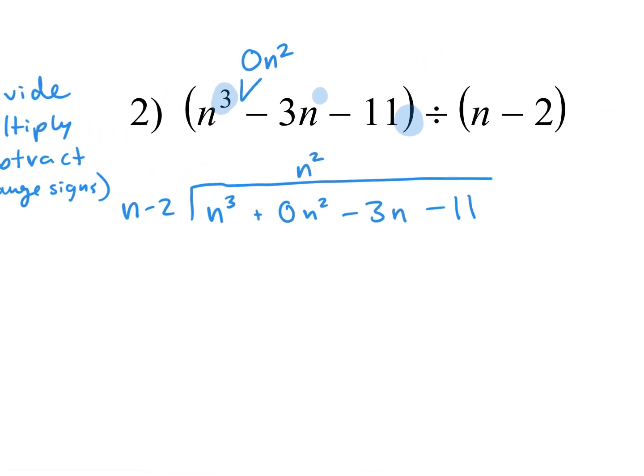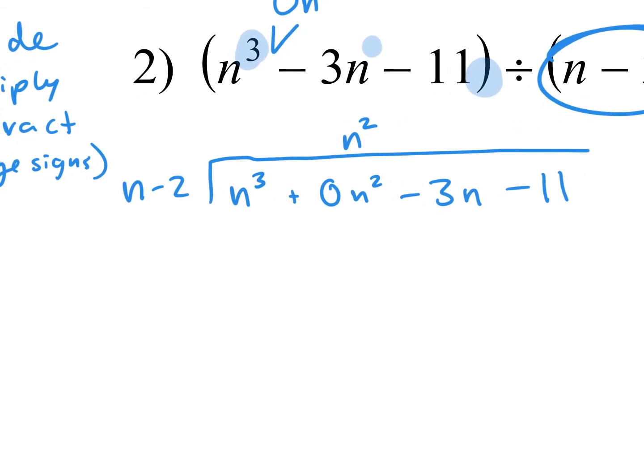Yes? Only when you do synthetic division, you change the signs. So it should just be exactly like it is here. So it's n minus 2 on the outside. So we just divided. What's step 2? Multiply. So multiply n squared by everything out front. So we get n to the third power. And what's n squared times negative 2?